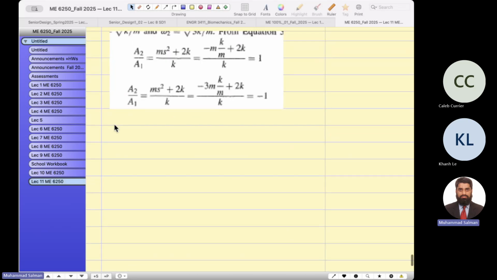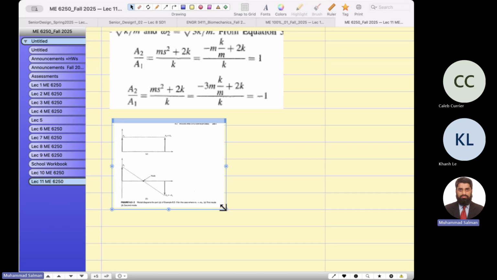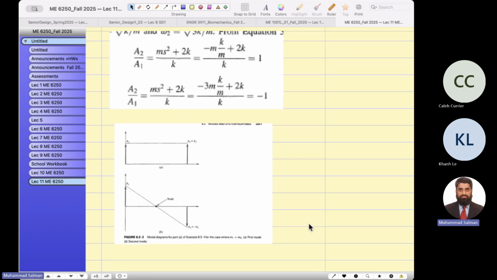Today we have learned about Lagrange's method of deriving the differential equation of motion, and the second method is mode shapes. With that, I'm going to end this lecture today. Thank you so much for attending the lecture.